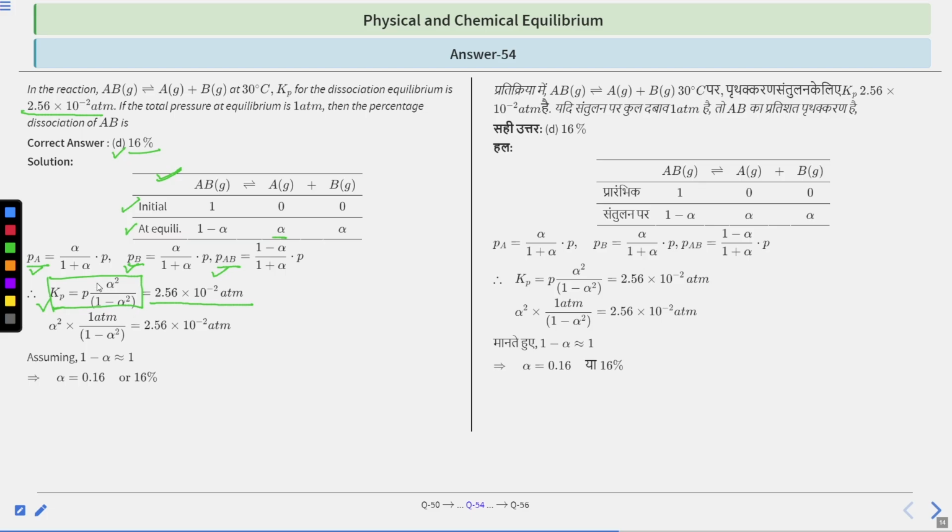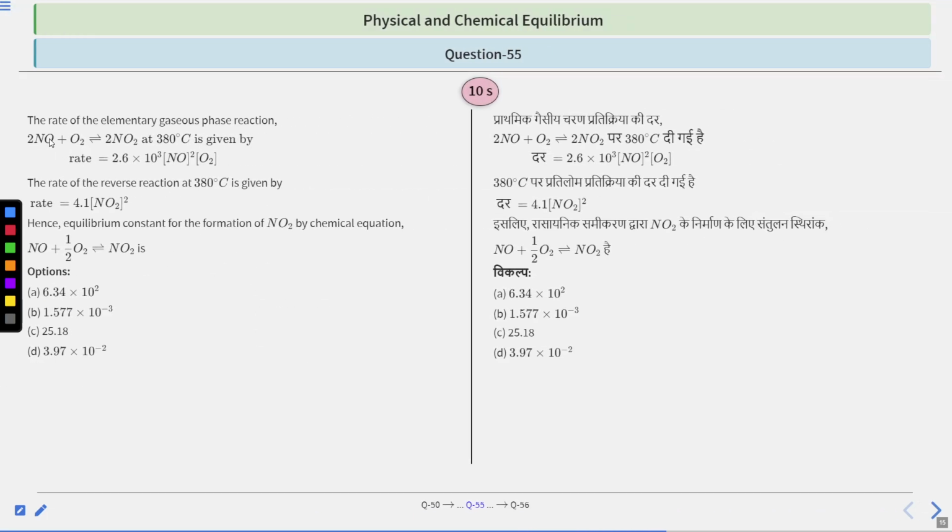And now for P, we put P as 1. So alpha square into 1 atmosphere upon 1 minus alpha square is equal to 2.56 into 10 to the power minus 2 atmosphere. And we assume here that 1 minus alpha is equivalent to 1 because on seeing the Kp value, it is small. So we just assume 1 minus alpha is equivalent to 1. And so alpha will become 0.16 on solving this equation, or 16%. And thus our correct option will be 16%. Okay, let's move to the next question.